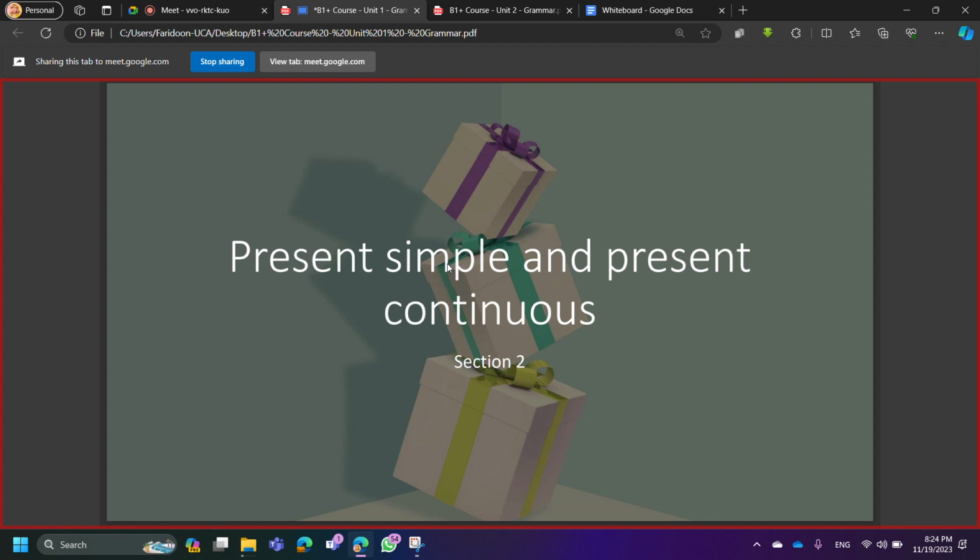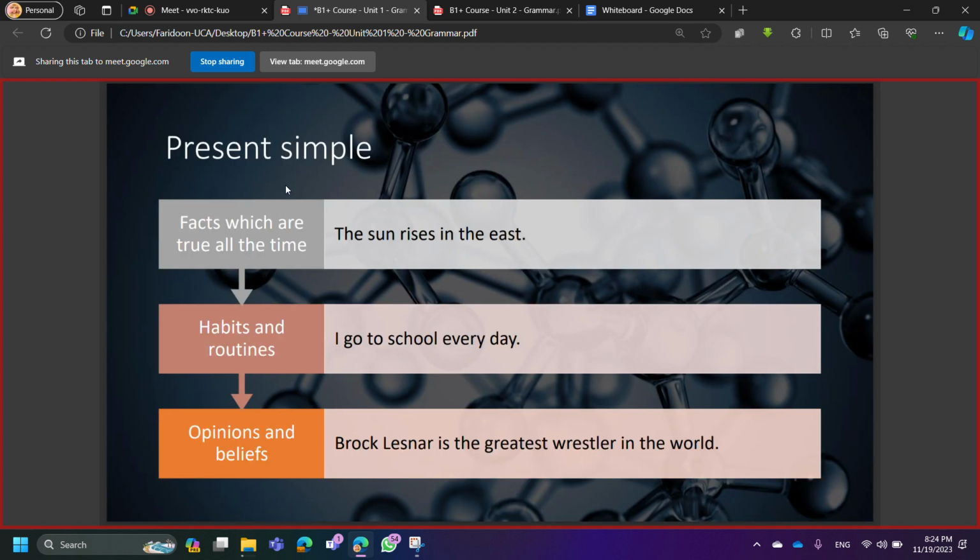Okay, guys, so section number 2, present simple and present continuous. Let's talk about it. So present simple, guys, has these three uses, okay? The first usage, the one that we have for the present simple, is talking about facts which are true all the time, or at least generally. Okay, for instance, the sun rises in the east. This is a fact, and when we're talking about this kind of fact, we're using the present simple.